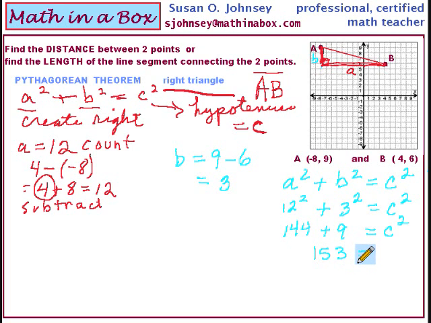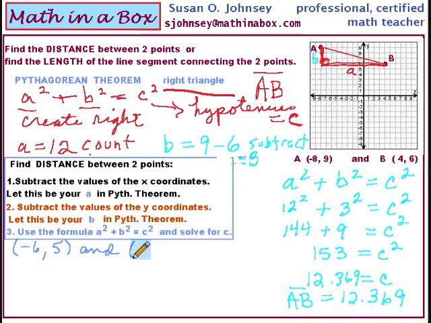So if we want to know c, we must take the square root of both sides. The square root of c squared is c. The square root of 153, well, there's not an easy one. You'll have to use your calculator. You should get 12.369, but I did have to round that off. So the distance, or the length, of the segment AB is 12.369.